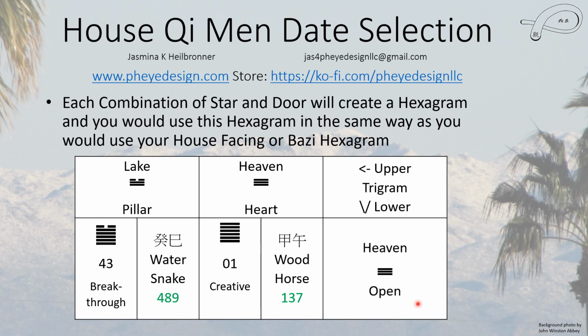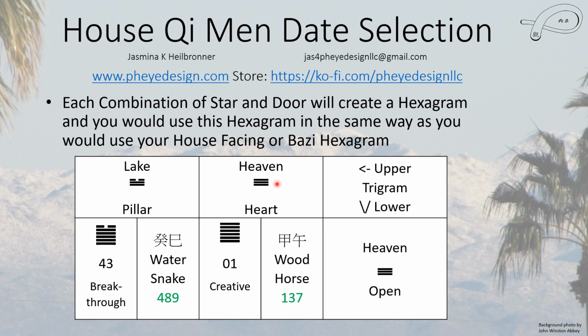Now I can't show you the whole table because it's very busy and it takes up a lot of room. If I showed it to you, you can't read it. So I'm just showing you these two columns and one row. But you'll have all 8 listed in both directions, and it will tell you what hexagram it is, and it's simply the star gives you the upper trigram, and the door gives you the lower trigram.